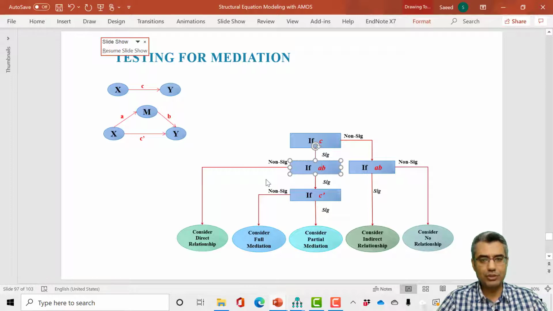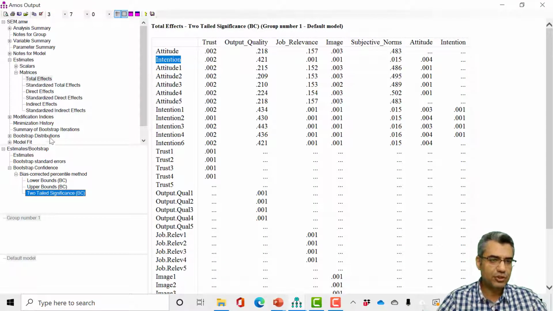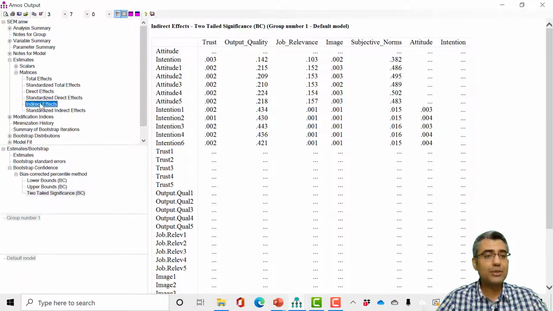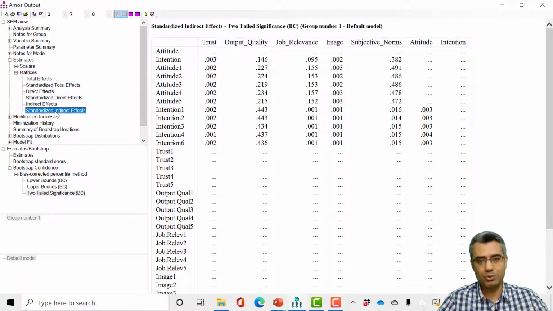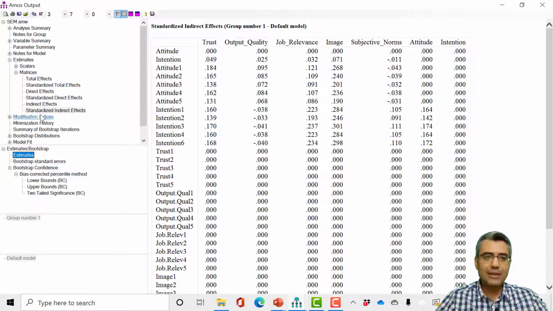AB, indirect relationship. Now, how to check the indirect relationships? Here, indirect effect. So I click on indirect effect. Again, you can get the unstandardized values or standardized values. So it's the same thing like total effects. It depends how you want to report, right? So let's say I want to check the standardized values. So I click here, again, estimates. Now I get the standardized indirect effects, their path coefficients.